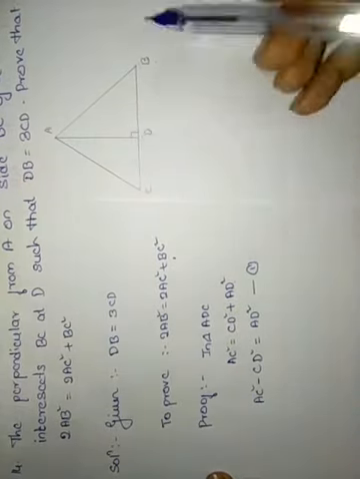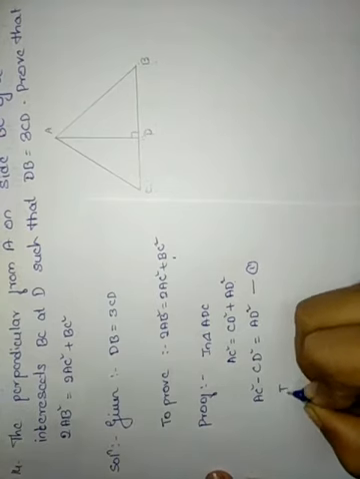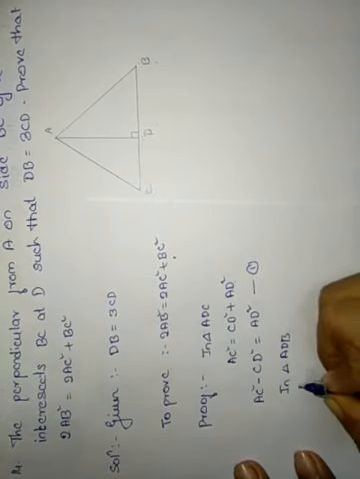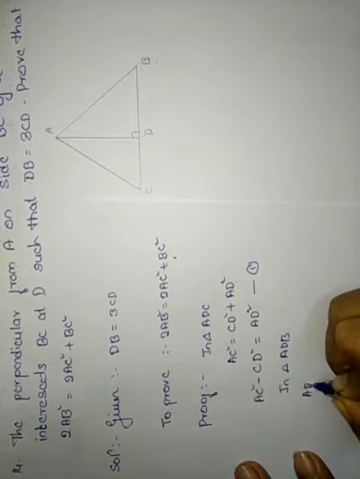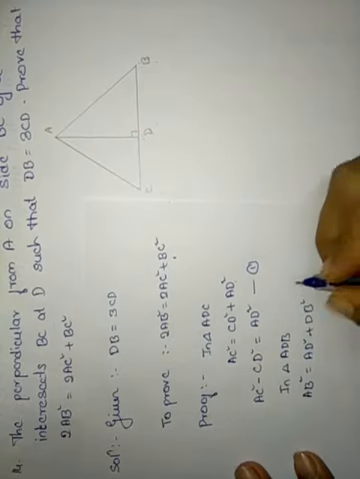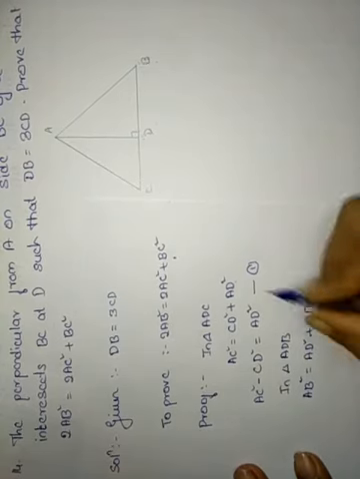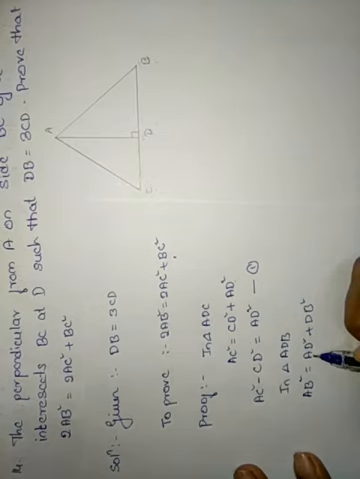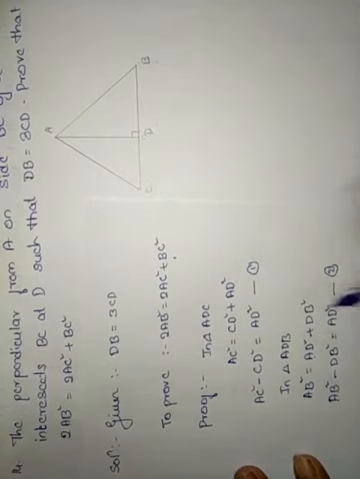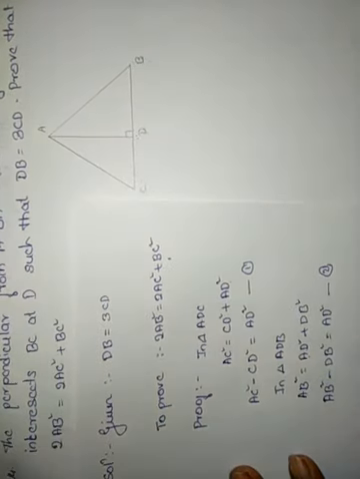Similarly, we'll apply it for triangle ADB. In triangle ADB, again by Pythagoras theorem, AB square is equal to AD square plus DB square. Here I am going to keep the AD as it is and bring this DB to the left hand side. We'll get AB square minus DB square is equal to AD square. You can observe that from equation 1 and 2, the right hand sides are equal, so the left hand sides will also be equal, right?